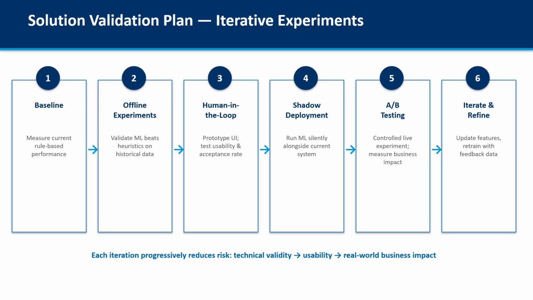We should also consider doing shadow deployment alongside the current system. Then conducting A/B testing to measure real business impact in a controlled live experiment. Last, but a very crucial aspect, is continuously refining the model: iterate and refine. This ensures the solution is not only accurate but also improves real world workflows.